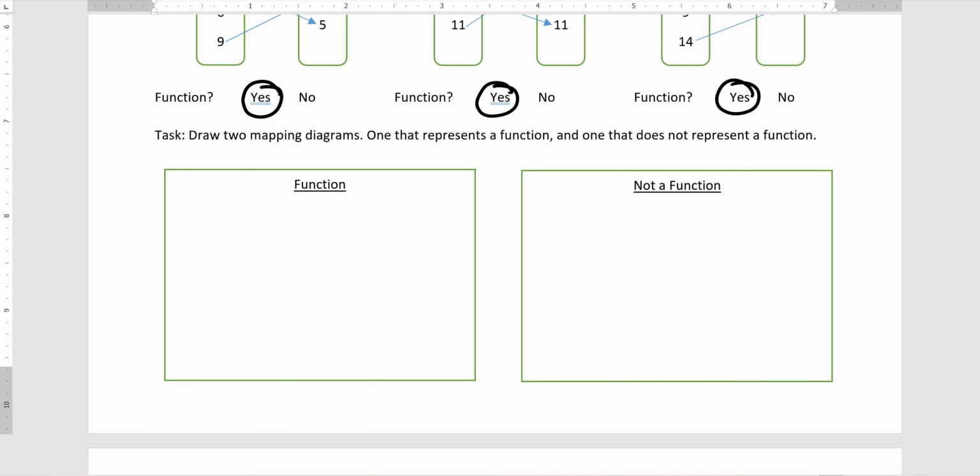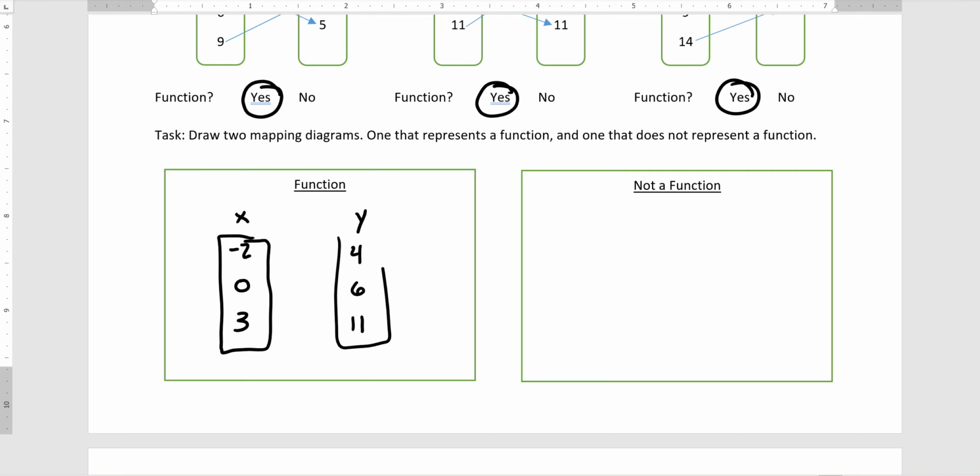All right, so I'm going to draw a couple here. They won't necessarily be the same as yours by any means. So let's say we have -2, 0, and 3. Let's say we have 4, 6, and 11. The key here is that each input only connects to one output, and the order doesn't matter. We're just trying to draw something that is a function.